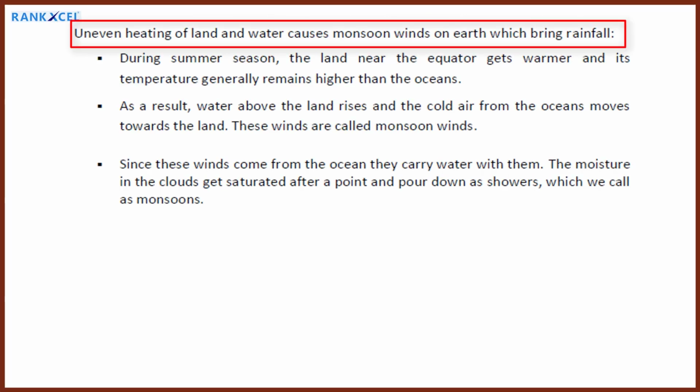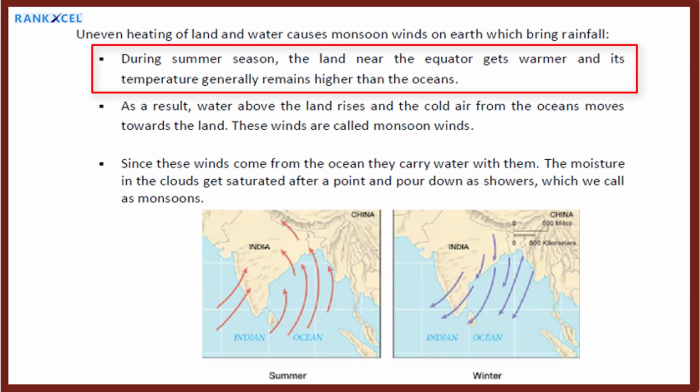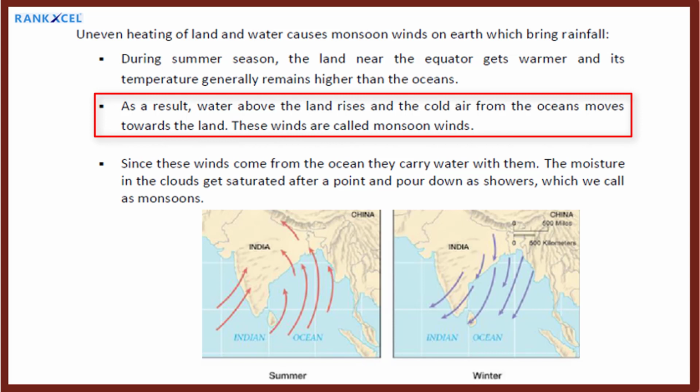Uneven heating of land and water causes monsoon winds on Earth which bring rainfall. During summer season, the land near the equator gets warmer and its temperature generally remains higher than the oceans. As a result, air above the land rises and the cold air from the oceans moves towards the land. These winds are called monsoon winds.